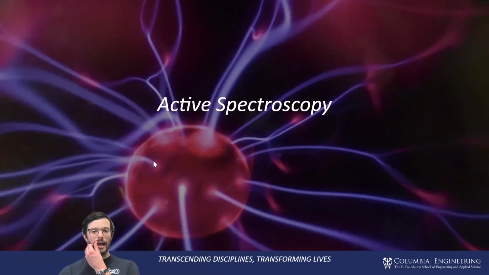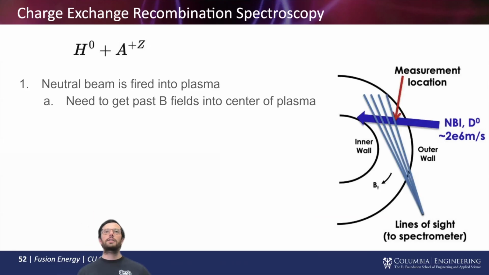Okay, so next we're going to talk about active spectroscopy. This is when we're interacting with the plasma and looking at the light that comes out, in a slightly more predictable way. It has its pros and cons. We can learn things that we can't learn from passive spectroscopy. The first one is charge exchange recombination spectroscopy. It's a big word. We'll break it down.